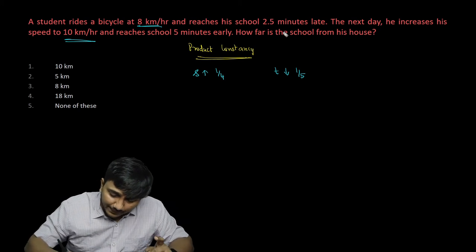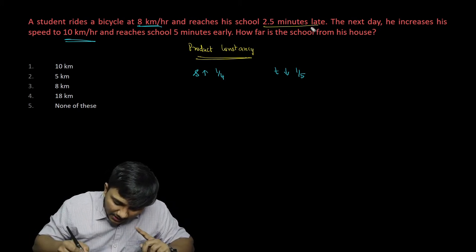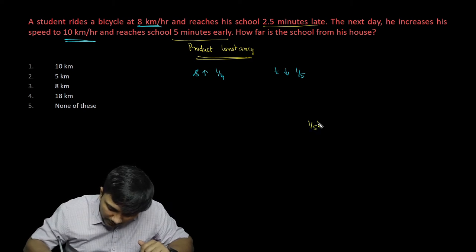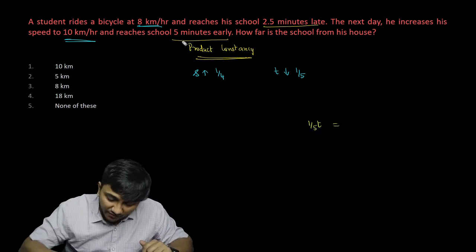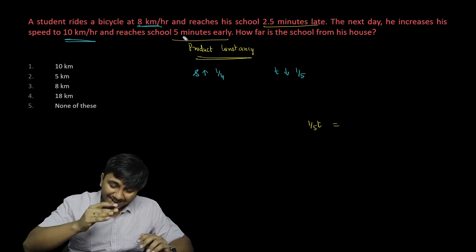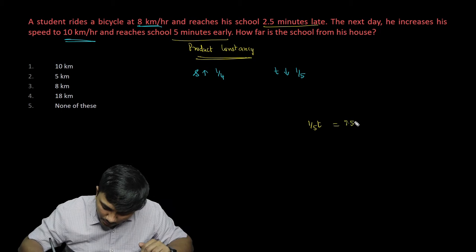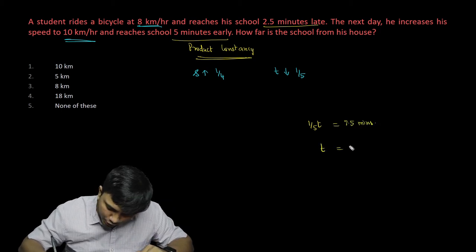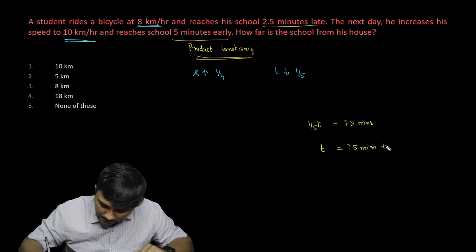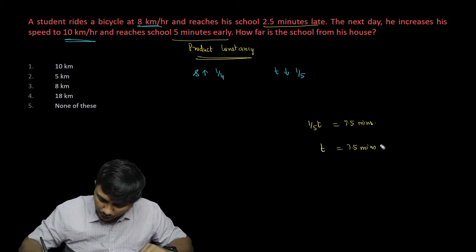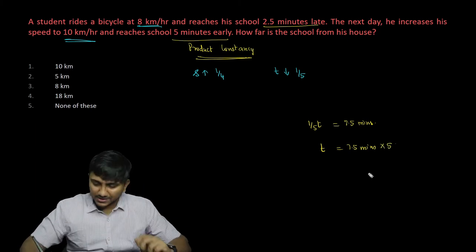And what is the decrease in time? Earlier this person was 2.5 minutes late, now 5 minutes early. So that 1/5 decrease in time is equal to 2.5 plus 5, because from late this person became early. So 2.5 plus 5, that is 7.5 minutes. So total time taken should be 7.5 minutes into 5. Those many minutes is the total time taken.